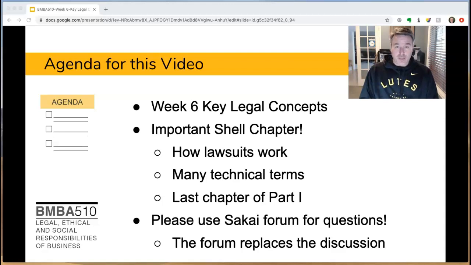But the problem with this chapter is that there are a lot of technical terms. So in one sense, the fact that we're doing this online this week is actually helpful because I have a chance to go through each one and I don't have to worry about running out of time. The other thing about this chapter is it's the last chapter of part one, part one having to do with how rules are made. Then starting next week, the Shell material changes from this background material about how laws are made to how to actually use them to your advantage.